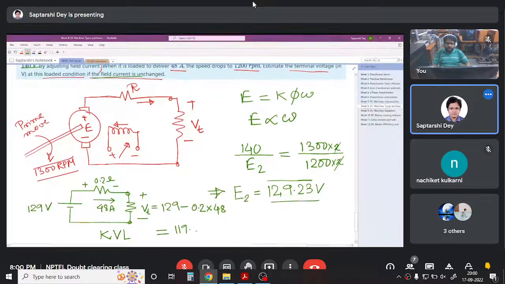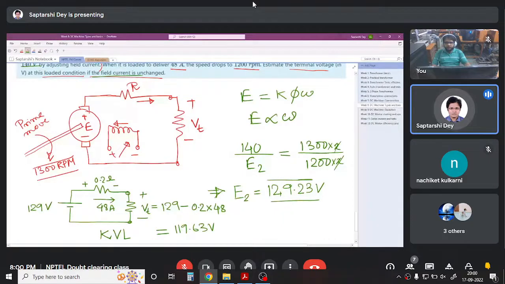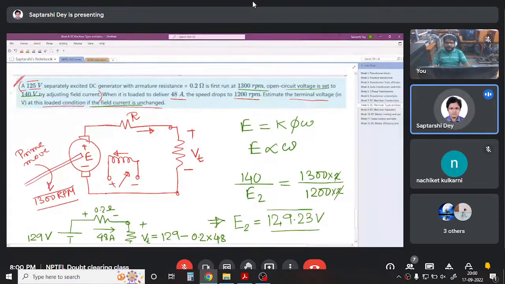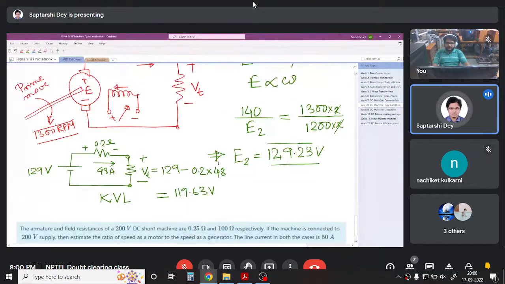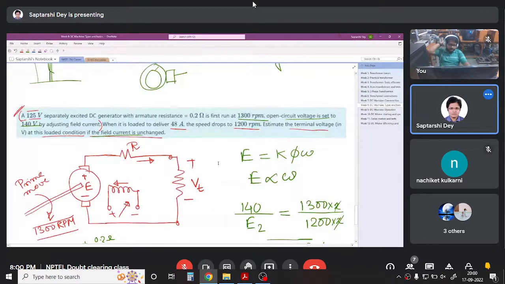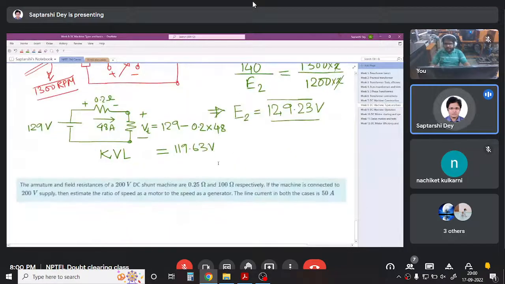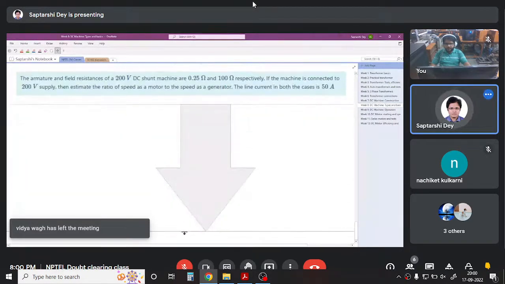119.63 volt. So basically, if you load this machine, keeping the field current unchanged, load this machine such that the load current is 48 ampere, the terminal voltage will be 119 volt. Okay, so given the response that I got in the last question, I don't know whether I should start this question. This is even more difficult than that one.